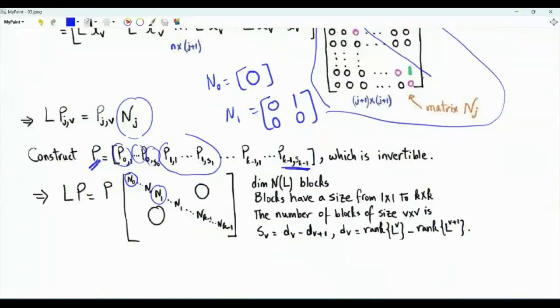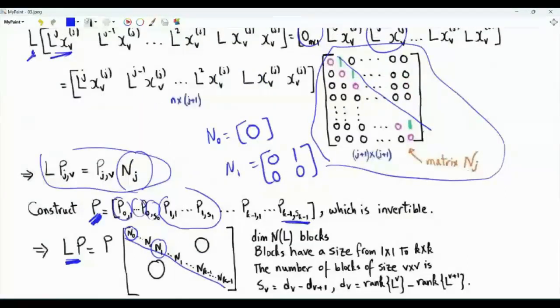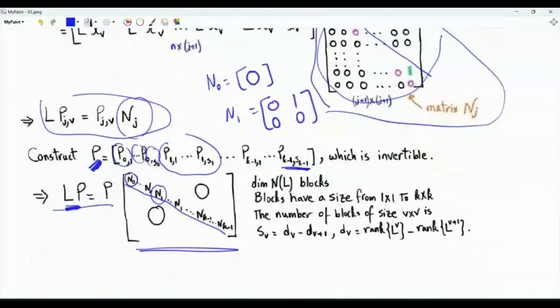If we have this matrix P, then L times P, given our previous result, will be this matrix here with those blocks on the main diagonal. Block nj is of size j plus 1 by j plus 1, and it looks like this. This means that P inverse L P is equal to this matrix here.